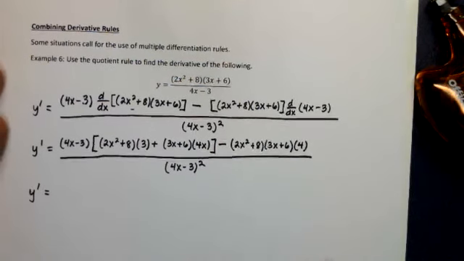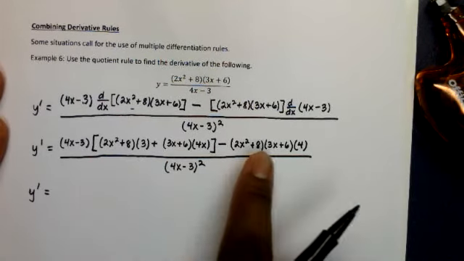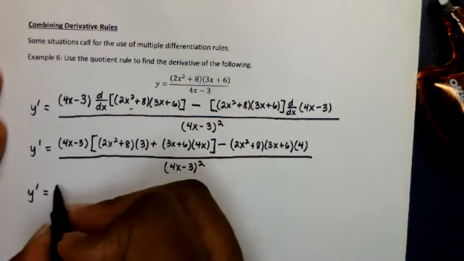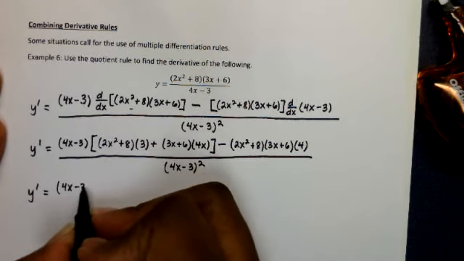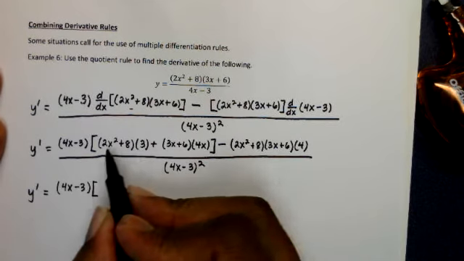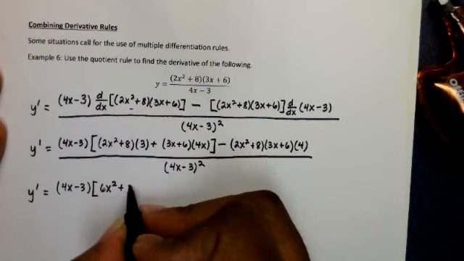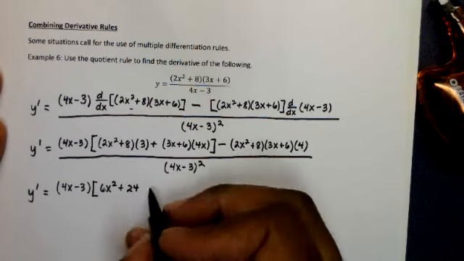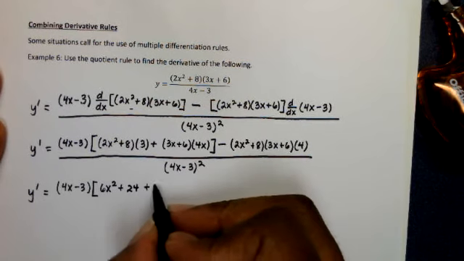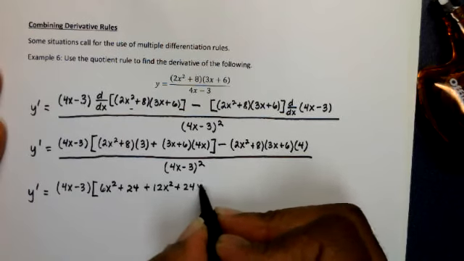Now, y prime will be this. All right, let's simplify what's in the bracket, and let's FOIL this out. Let's start with what's inside the bracket. Bring down that 4x minus 3. And then distribute the 3 over the 2x squared plus 8. This will be 6x squared plus 24. Plus, distribute the 4x over the 3x plus 6. This will be 12x squared plus 24x.